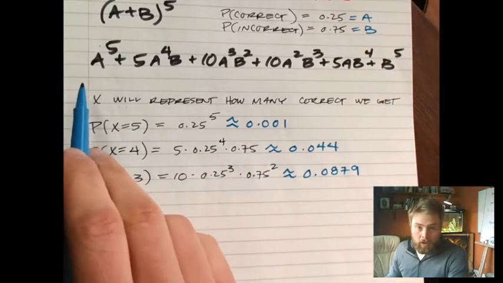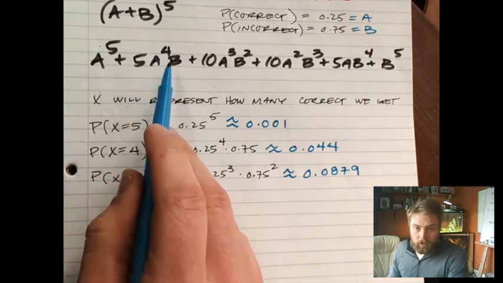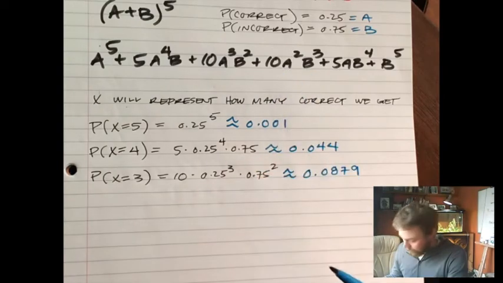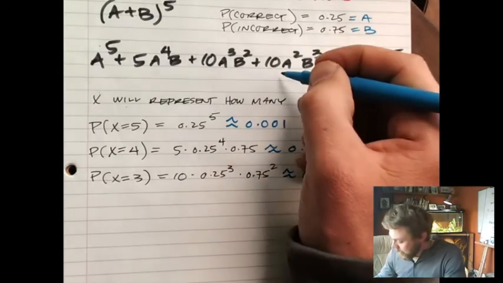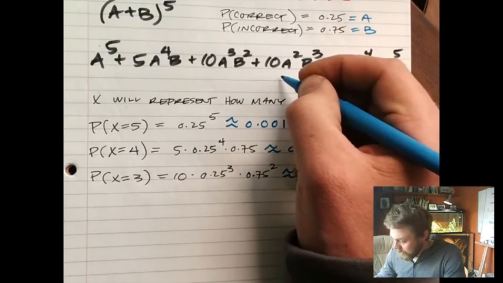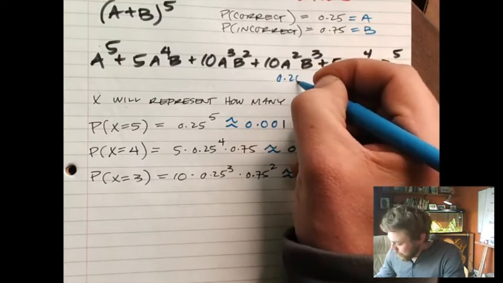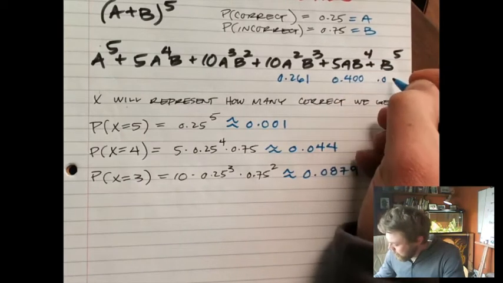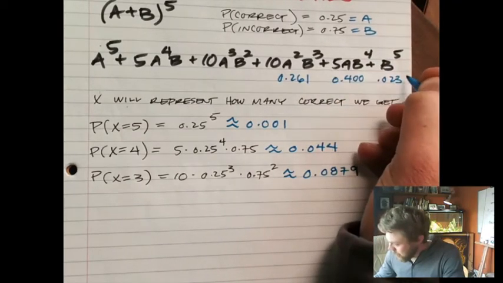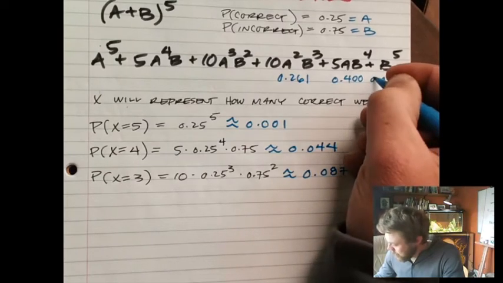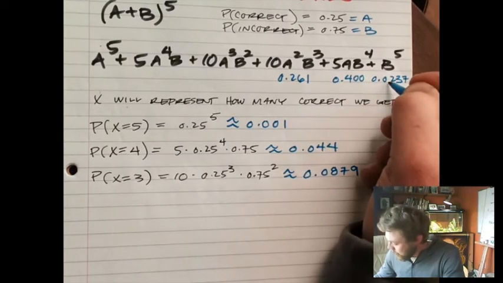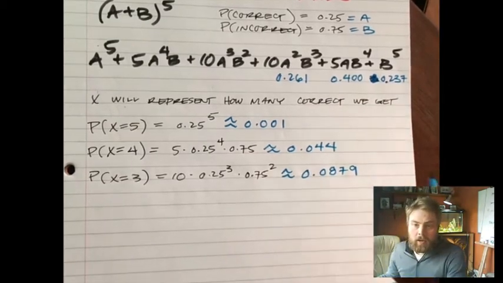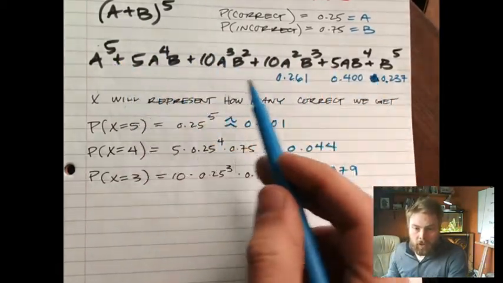So that was this one. For 1, this one, I didn't do this one, I won't write it out. I calculated it earlier here. 0.261, 0.400, 0.237, here. And it all adds up. All of these add up to 100%, as they should.